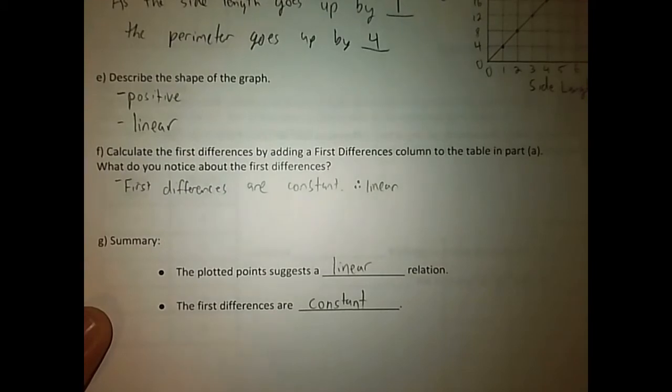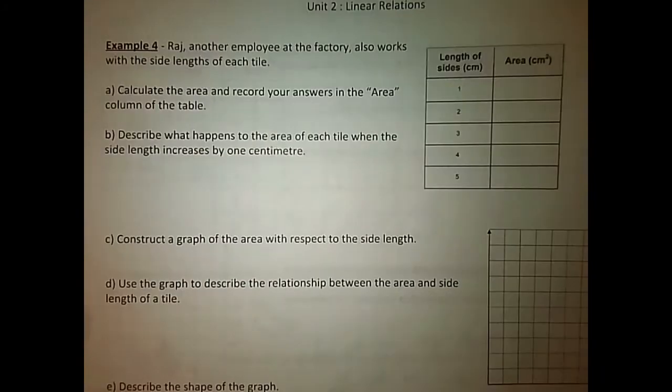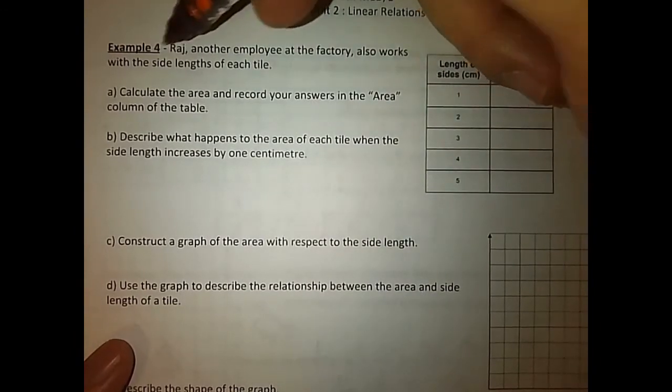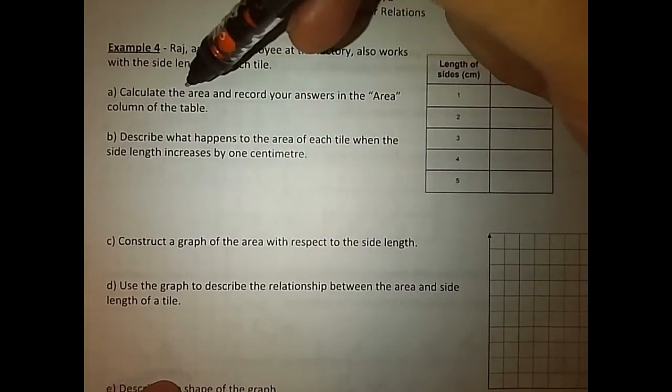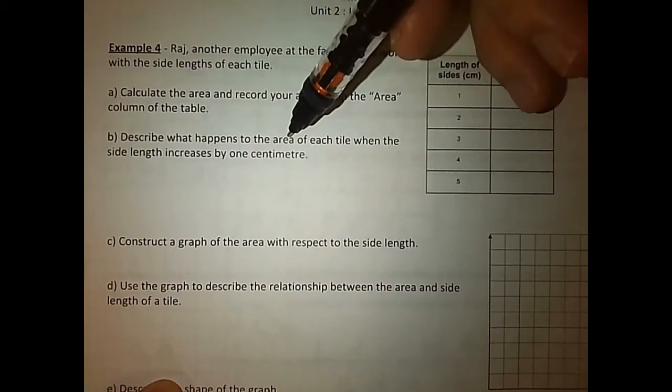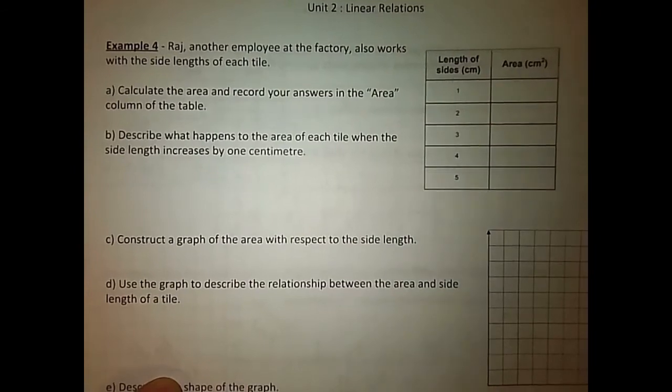All right, let's go to the next example. All right, so now we're going to do this again, except we're going to be doing it for the area of a tile. It says Raj, another employee at the factory, also works with side lengths of each tile. Calculate the area and record your answers in the area column, and then describe what happens to the area of each tile when the side length increases by 1 centimeter. So I'm going to do this again. I'm just going to do it for side length of 1 and 1 here.